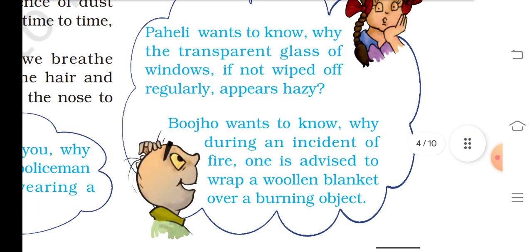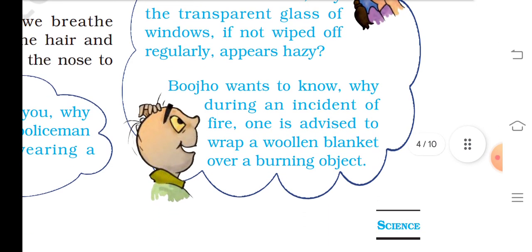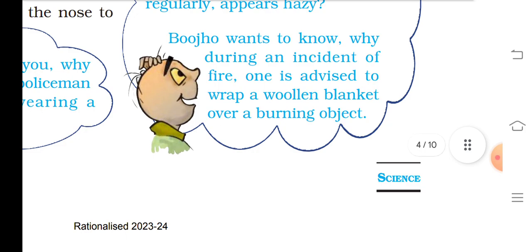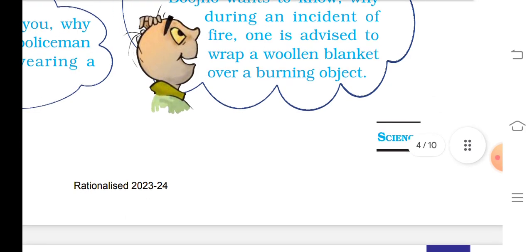Paheli wants to know why the transparent glass of the windows, if not wiped off regularly, appears hazy. Bojo wants to know why, during an incident of fire, one is advised to wrap a woolen blanket over a burning object.